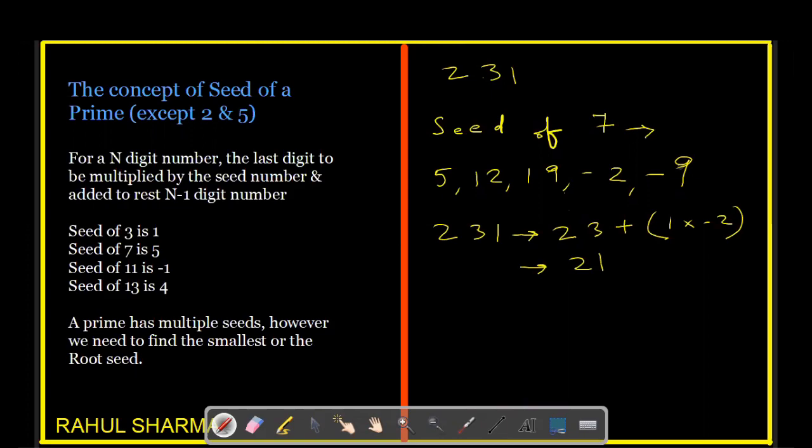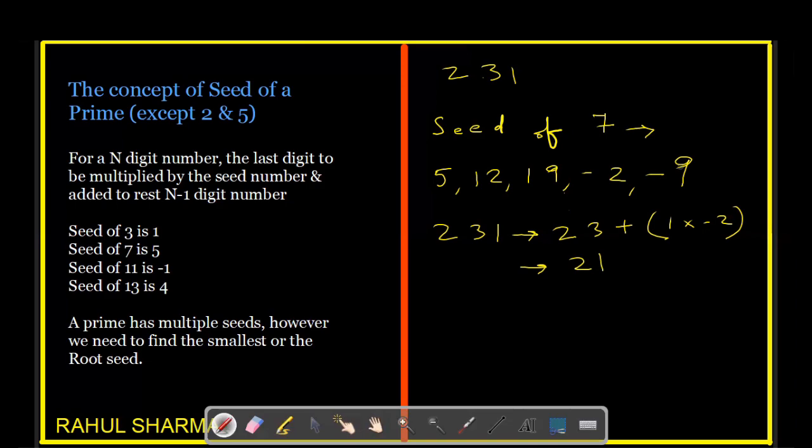Minus 2, because 5 minus 7 is minus 2, it's also a seed, and minus 9 is also a seed. So in some of the textbooks, you may have been reading that the other way of checking for divisibility by 7 is you multiply the last digit by 2 and subtract from the rest of the number. In case of 231, we multiply 1 by minus 2, which is also a seed, and we add the rest of the number. It becomes 21. 21 is divisible by 7, and hence 231 is also divisible by 7.